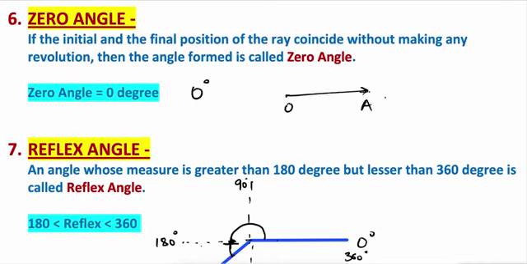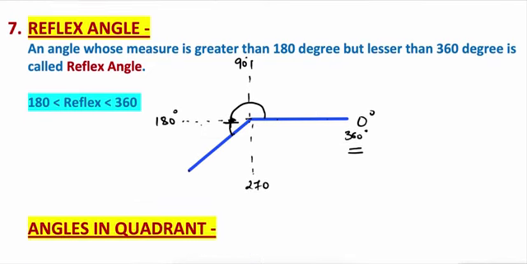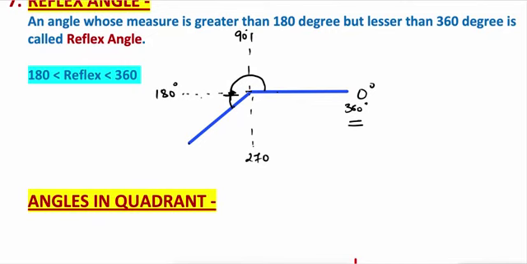Now the reflex angle: an angle whose measure is greater than 180 degrees but less than 360 degrees. So this is 0, it is 90, and here it is 180, but the reflex angle is greater than 180 degrees but less than 360 degrees. An angle which is greater than 180 degrees but less than 360 degrees is called the reflex angle.